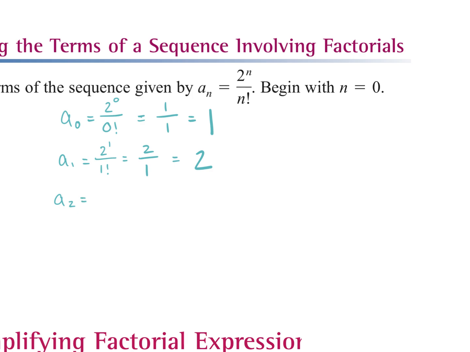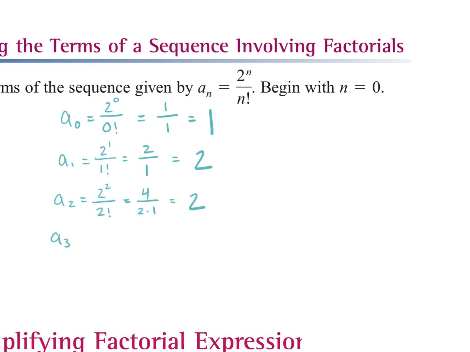Let's find a sub 2 next. So we're going to plug in 2 into the n's. So we have 2 to the second power over 2 factorial. What's 2 to the second power? 4. And then 2 factorial is 2 times 1, which would just be 2. So we get 4 over 2, which would simplify to 2.